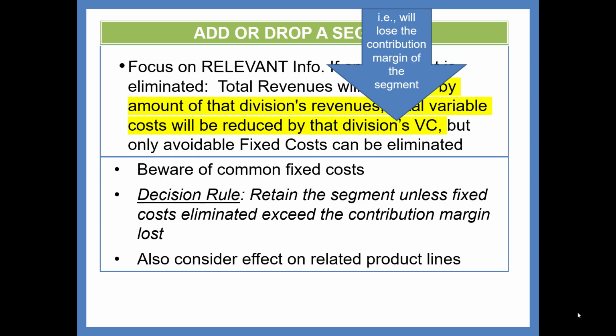You also want to consider the effect on related product lines. So if you sold a specific type of cell phone and you eliminated that cell phone, then you would also reduce the revenues of the accessories that go with that cell phone.